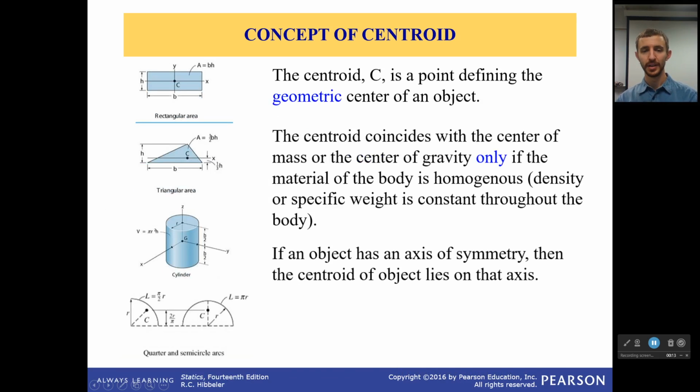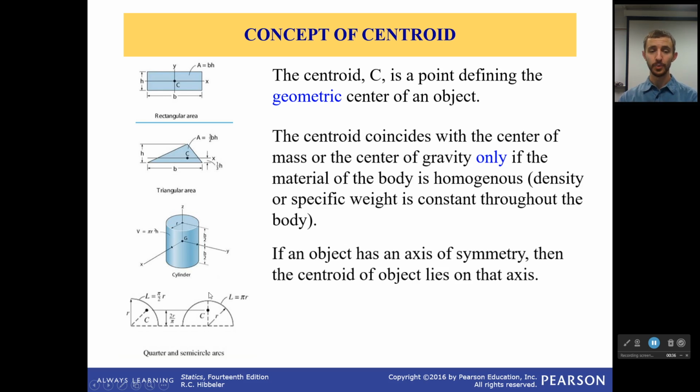Okay, so what is the centroid? Well, the centroid is the geometric center of an object. Now, the centroid will coincide with the center of mass or the center of gravity only if the material of the body is homogeneous. It means the density or specific weight is constant throughout the body. Also, if the object has some sort of axis of symmetry, then the centroid always lies on that axis.